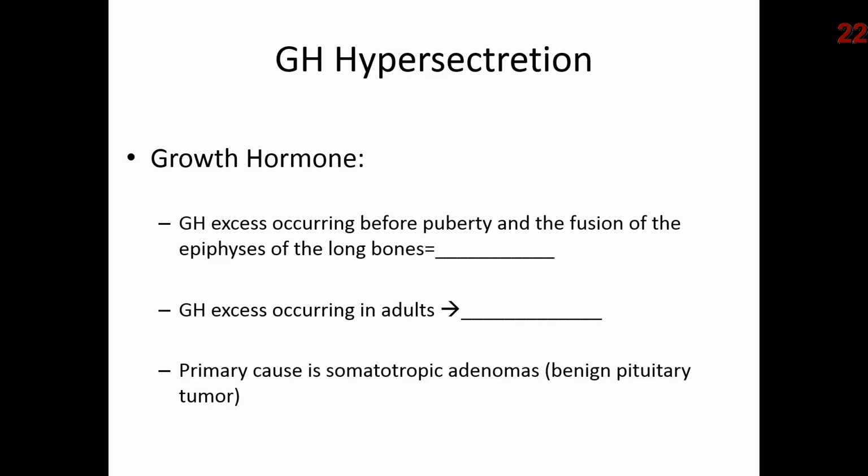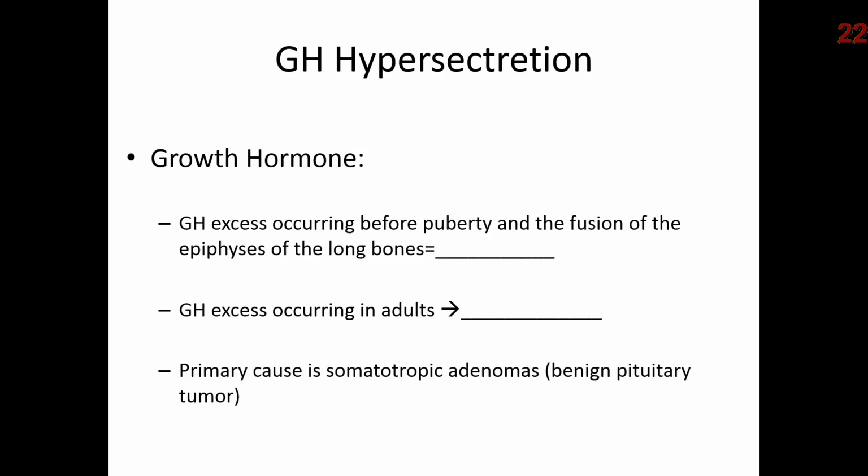So, what would happen if we had too much growth hormone occurring before puberty or before the epiphysis of the long bones fuse? We would get taller and taller and taller, which is what we call gigantism. Now, in adults, where the epiphysis of our long bones have already fused and we can't get any taller, if we had excess growth hormone as an adult, our soft tissues and our very small bones would actually continue to grow wider, and that is known as acromegaly. Acro meaning large, okay? So acromegaly.